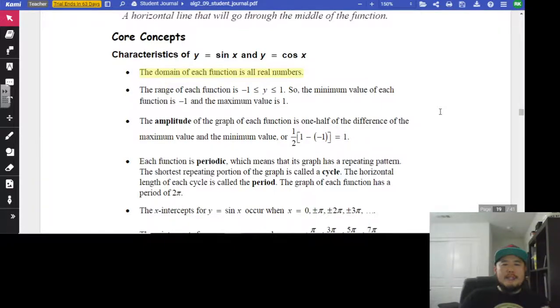Okay, the range right here differs depending on the amplitude. So that's where the amplitude is important. It says the minimum value of each function is -1 and the maximum value is 1. Well, that is based off of our parent function for y is equal to sine x and y is equal to cosine x. Okay.